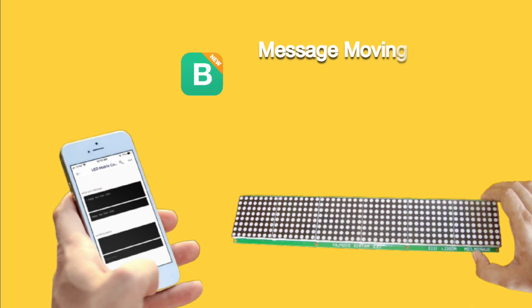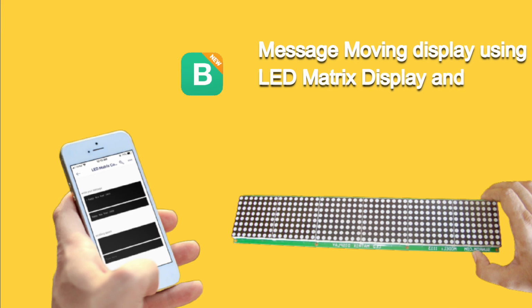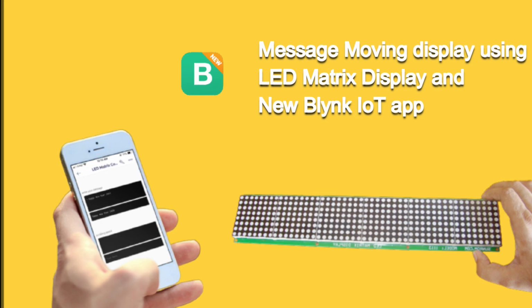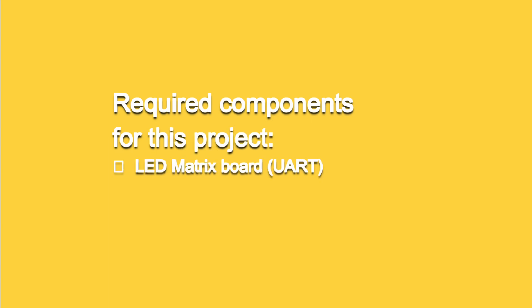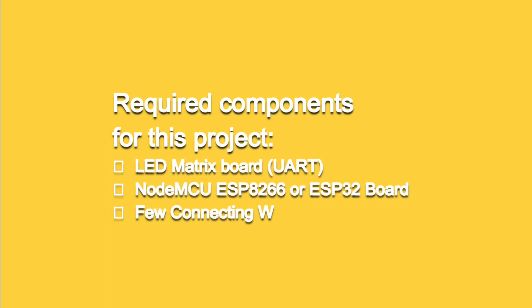So today I will show you how to make an LED message moving display using an LED matrix board and the new Blynk IoT app. It is so easy, you can make it even in a few minutes by watching this video. To design this board you need a serial LED matrix board, a NodeMCU ESP8266 or ESP32 board, and a few connecting wires.